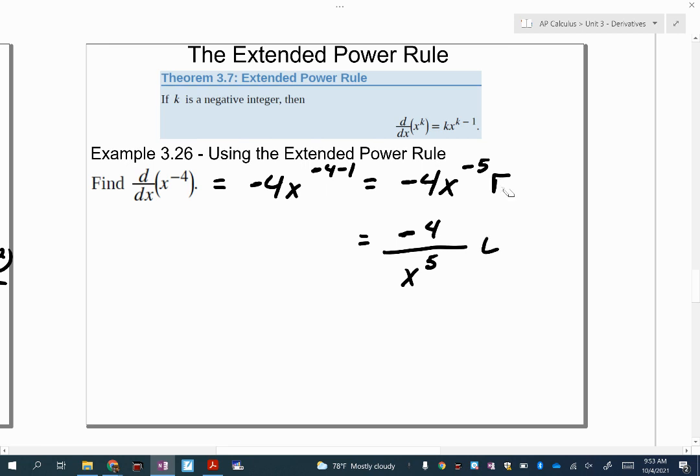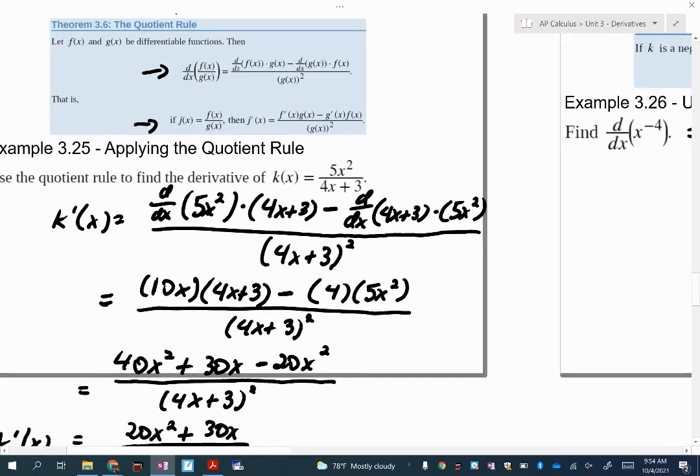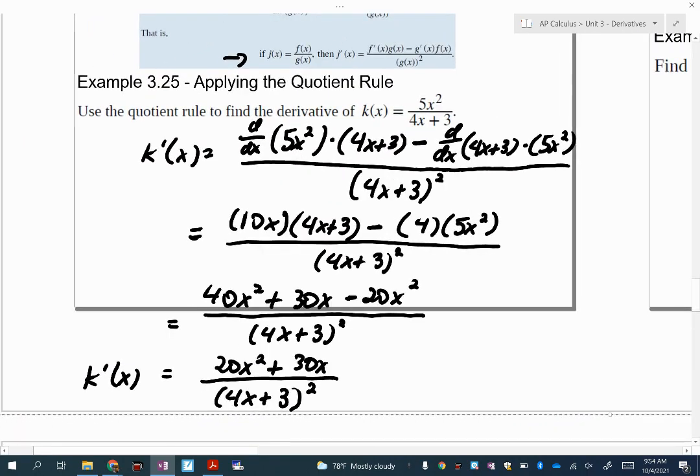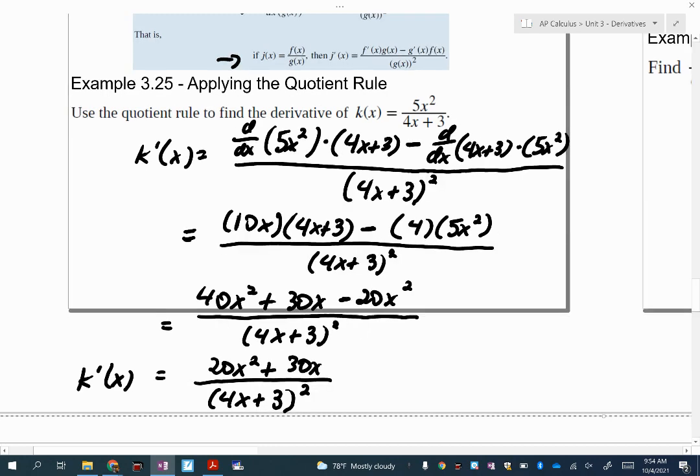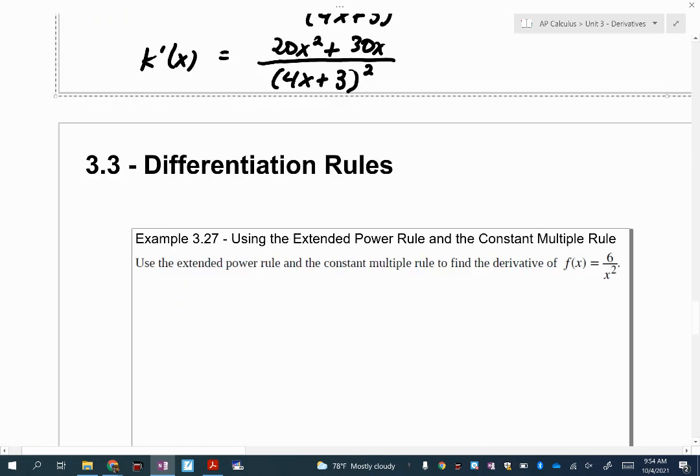Okay, now I will say, and I'll show you with an example later, that if it gave it to you as a rational function where you have your variable in the denominator, I'm going to change it to look like how this was written, so that I can just use the extended power rule as opposed to the quotient rule, right? Remember the quotient rule we just did? I'm going to try to avoid that as much as I can, because that's a lot more work than just using this power rule.